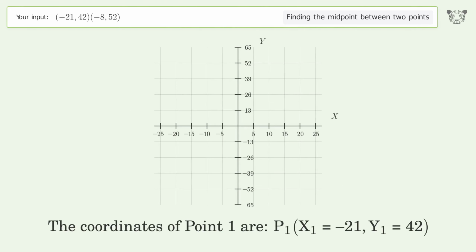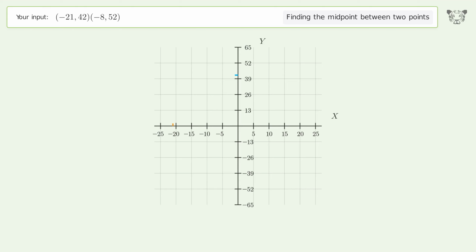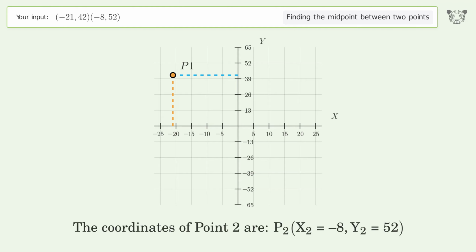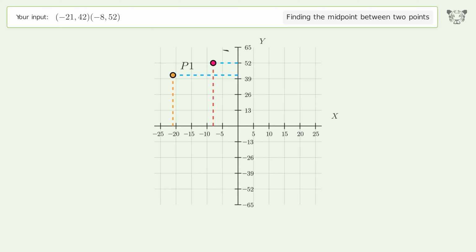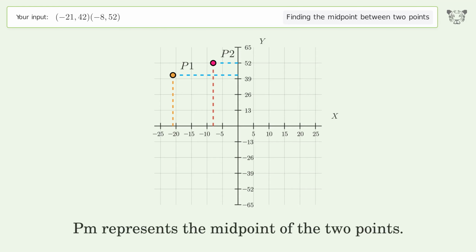The coordinates of point 1 are, x1 equals negative 21, y1 equals 42. The coordinates of point 2 are, x2 equals negative 8, y2 equals 52. PM represents the midpoint of the 2 points.